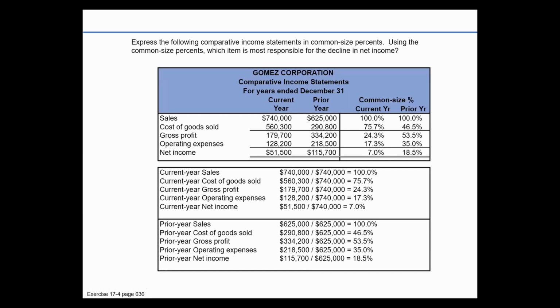And then they want to know what item was most responsible for the decline of net income. And so we see that in the current year, the cost of goods sold increased dramatically as a percentage. So that's why there was such a decrease in net income. Because in the current year, 75.7% of our sales were taken up by the cost of goods sold, but in the prior year, only 46.5% were. So that's what dropped our net income down. In the current year, we only had 7% net income, but in the prior year, we had 18.5.